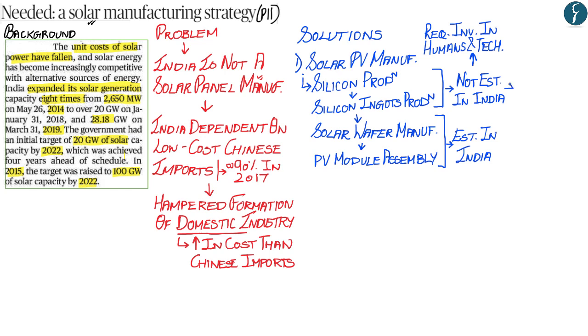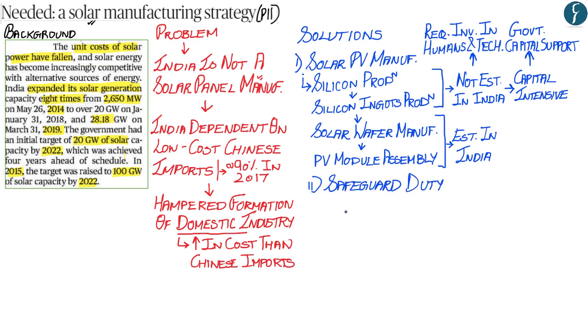Now, apart from this, what the author has also highlighted is that the capital which is required to have production facilities for silicon and silicon ingots requires much more money as compared to setting up an industry with regards to solar wafer manufacturing or PV module assembly. And therefore, one of the main reasons why India does not have an established industry with regards to silicon production and silicon ingots is that it is a capital intensive industry. And therefore, according to the author, one of the main things that is required is government support in terms of capital investment. The second solution which the author has highlighted is a safeguard duty.